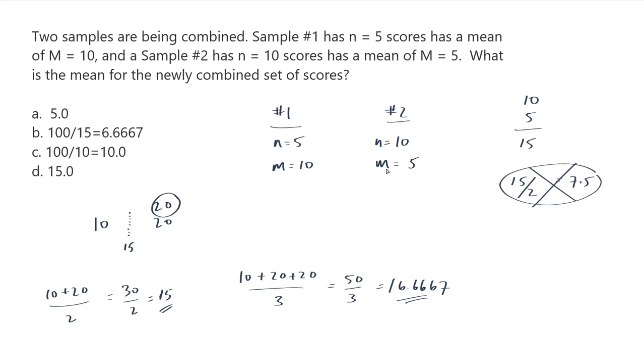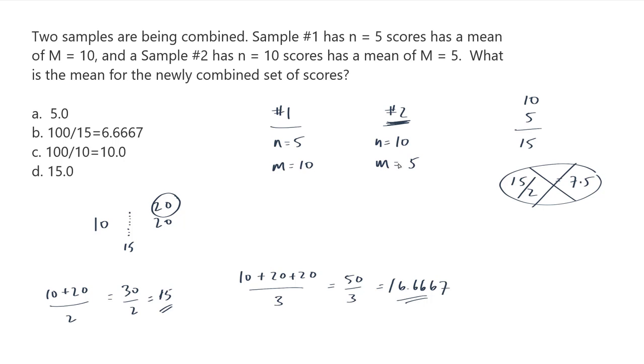The same thing is going to happen here. Look at group number 2. Group number 2 has twice as many scores in it. Sample number 2 is twice as large, and so we should expect an average that is closer to 5 than it is to 10. But how do we work this out exactly?